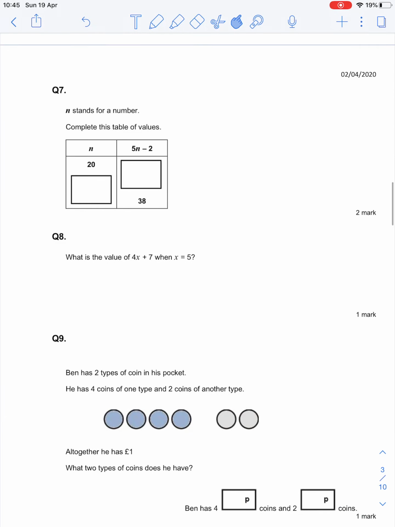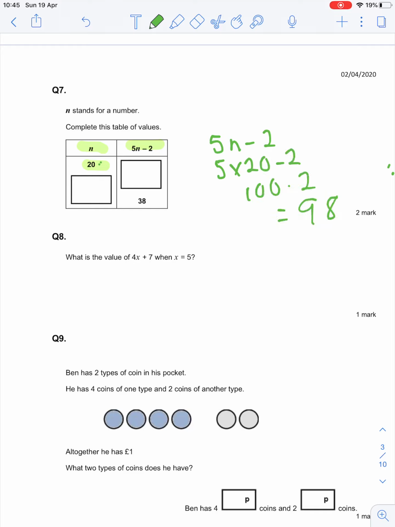Okay, this one. Don't know if you got this one. If not, again, pause it and just have a look. So the first one of these is quite straightforward. It's just a straight substitution. I know that n here is 20, and I know it's 5n minus 2. So just substitute the 20 where n should be. 5n minus 2, sorry, not plus 2, is 5 times 20, take away 2, is 100, take away 2, which is 98.